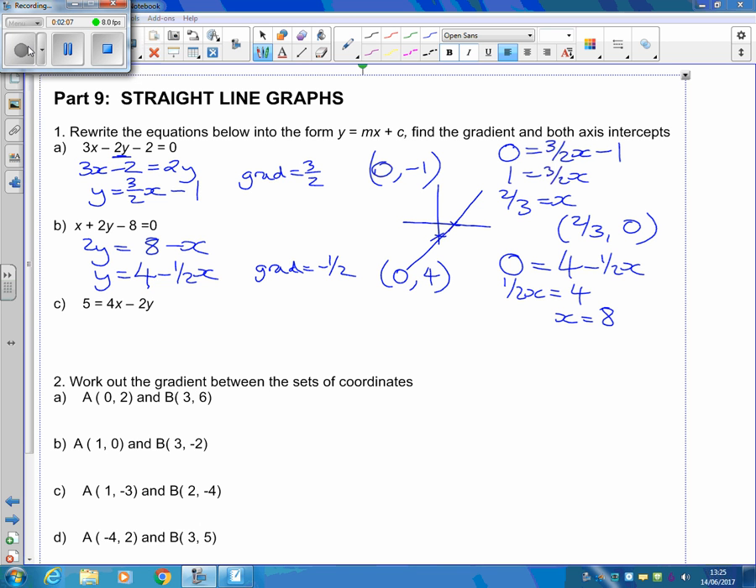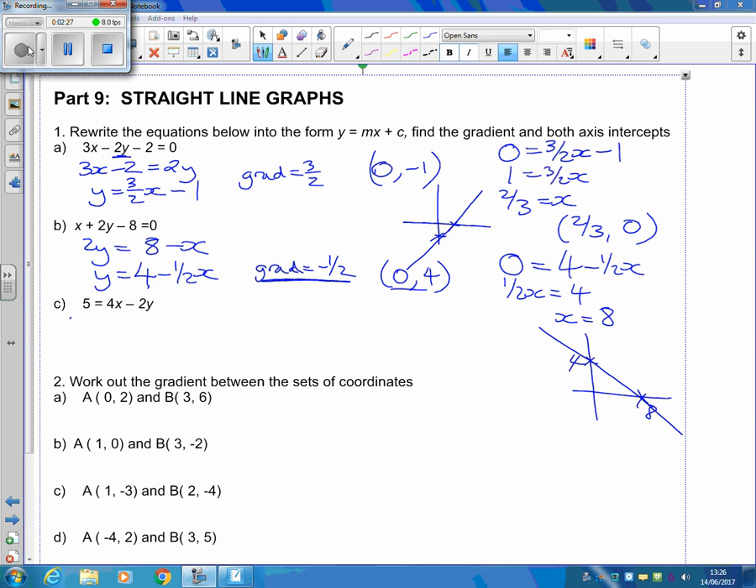Again, I might want to sort of quickly sketch that graph here. x is equal to 8 is there. That's where that was crossing. Instead it's crossing at 0, 4. That's about there. It looks to me like it's going down. Oh yes, it is going down, because the gradient's minus a half. So the graph and the algebra match.